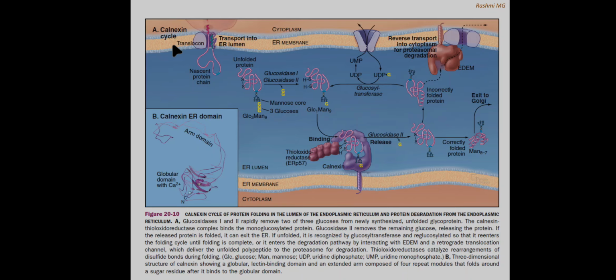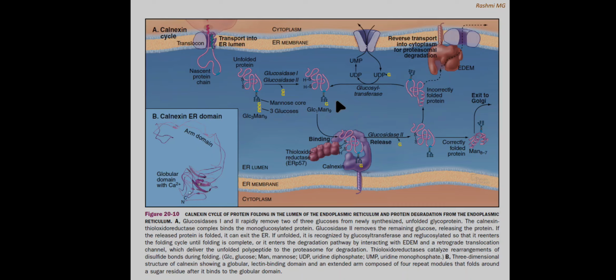See here, in the calnexin cycle, the translocon is a gateway. The nascent protein chain is in an unfolded state. There is a disulfide bond added, and glycosylation happened. After that, it is in the lumen, right? Here it is the ER membrane. Here it is the cytoplasm. Here the glucosidase 1 and glucosidase 2 enzymes will release the 2 glucose. You can see here the absence of glucose, right? There is a single glucose here.